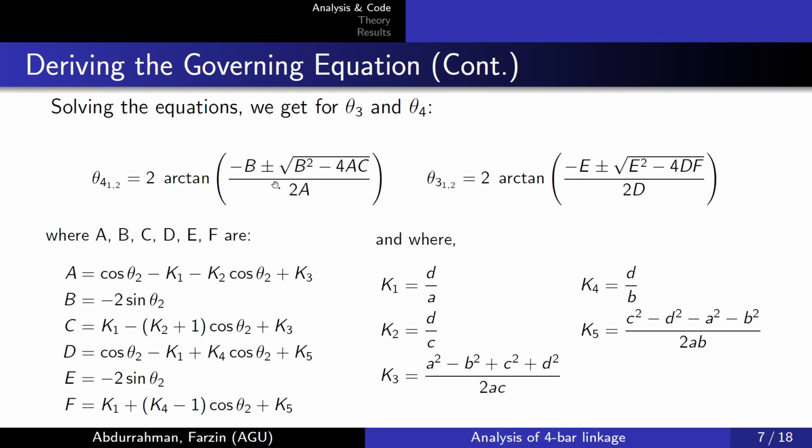However, we should be consistent. If we use here the minus sign, which is in this case the open configuration, we should use it in both angles, theta 3 and theta 4. And if we use the plus, which is the cross, we should use it again in both. With this, we have a closed form equation for both angles for the lengths of interest.